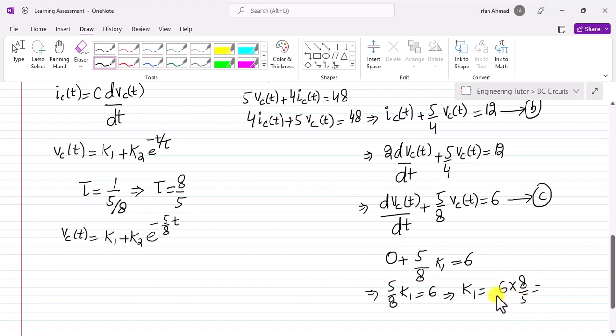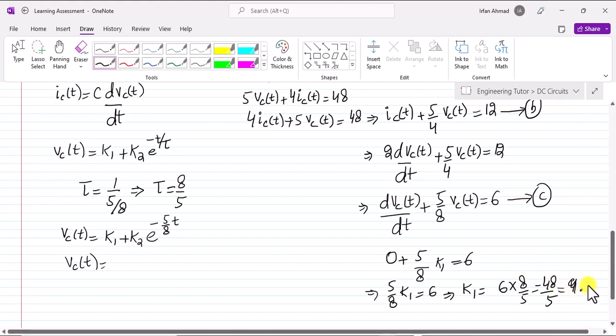Okay, so now we have this term here, which is now 48 by 5. So writing it here, what I will get, VCT is equal to 48 by 5, which is almost equal to 9.6. So writing this equation here, what I will get is 9.6 plus K2 exponential of minus 5 by 8t. So let me call it equation D.